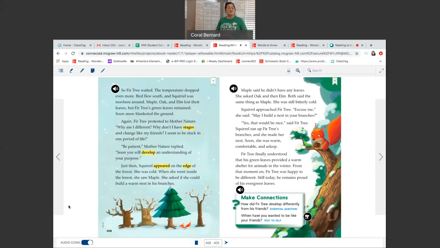Okay, so my next word is appeared. Just then, Squirrel appeared on the edge of the forest. If she appeared, she showed up. She was there. So appeared means to show up. If you showed up, you appeared.